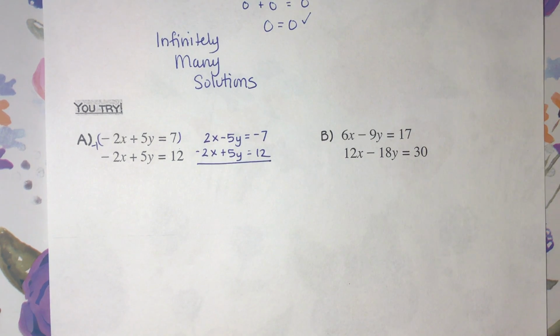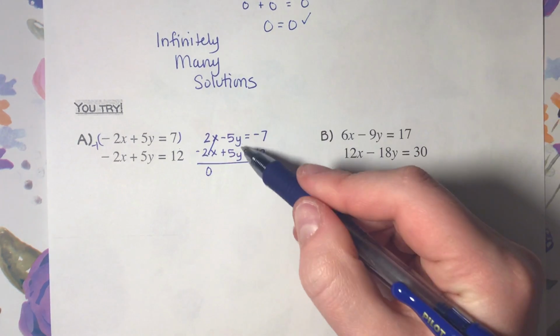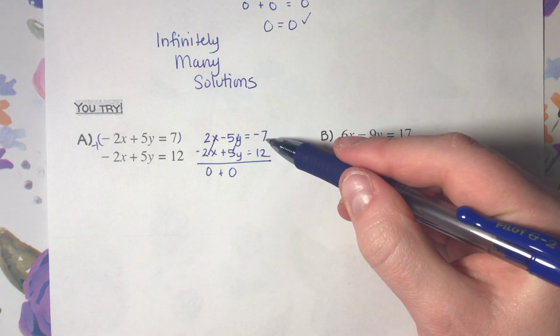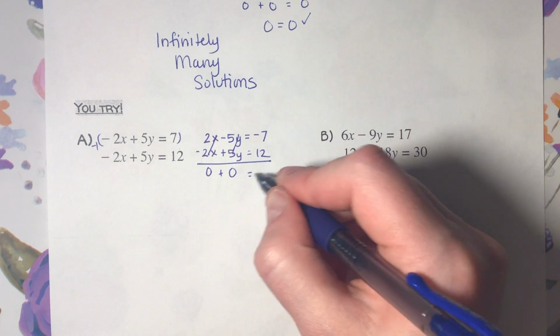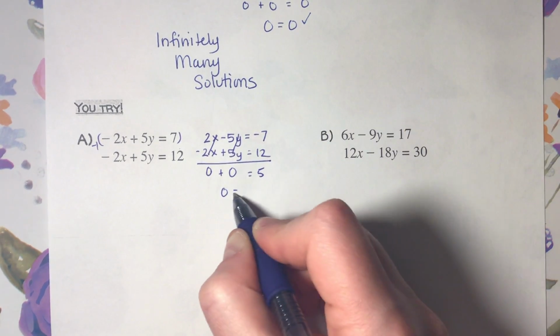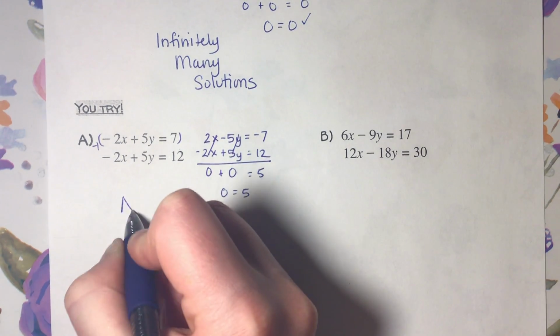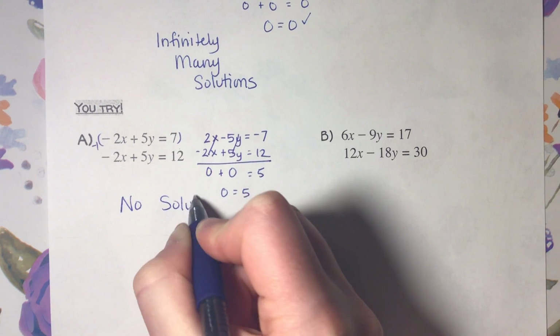So 2x minus 2x is going to be 0. Negative 5y plus 5y is 0. And negative 7 and 12 is equal to positive 5. This is saying 0 equals 5. We know that that's not true, so this has no solution.